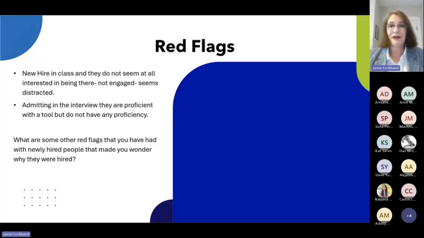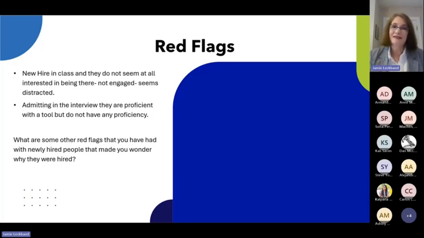First off, red flags. What we're trying to solve for is getting beyond the red flags that we get when we immediately get someone hired, right? New hire. I've got a few things here I just want to read through. How many times have you had a new hire start with your organization, maybe on their first day with the group, and they do not seem at all interested in being there? They're not engaging. They seem distracted. Maybe they even have their phone out and are looking at it.